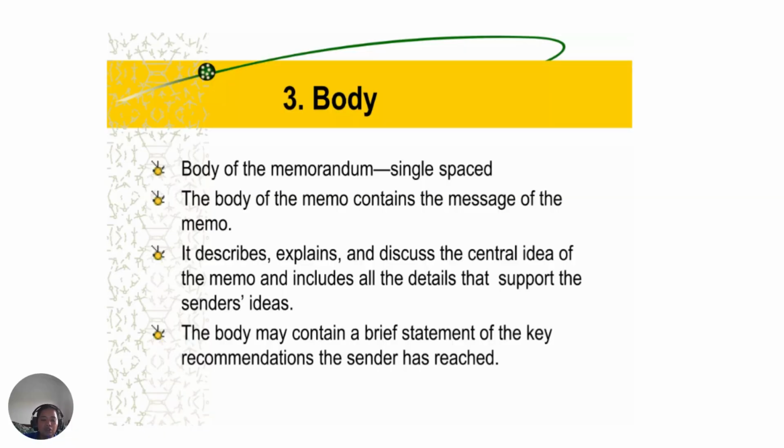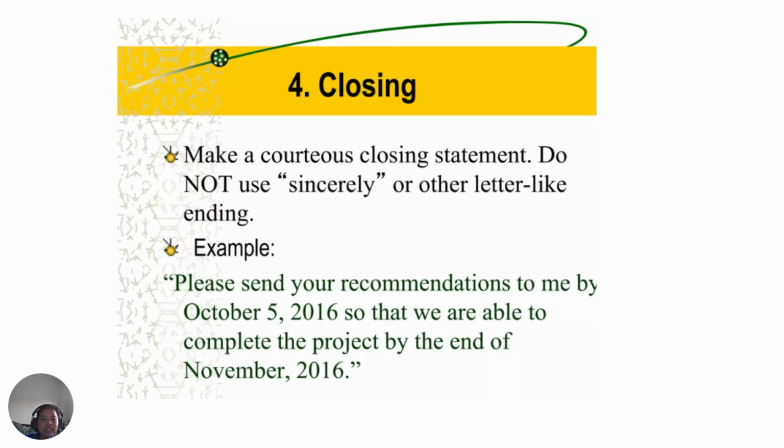Now let's move on to the body. The body of the memorandum is in single space format. The body of the memo contains the message of the memo. It describes, explains, and discusses the central idea of the memo and includes all the details that support the sender's idea. If there are things that you're going to explain in your memo, you can briefly explain them, but make sure that the explanation is concise and clear so that there will be no misinterpretation and miscommunication in your document. The body may contain a brief statement of the key recommendation the sender has reached. So that's the body. The next one is the closing.